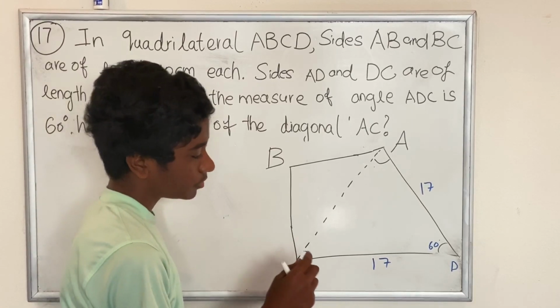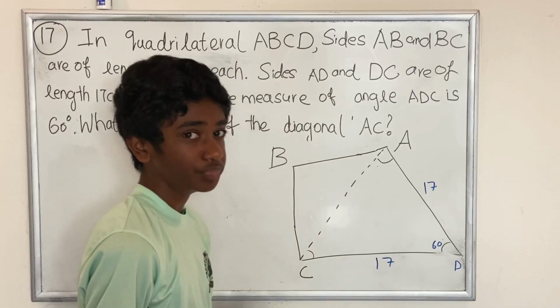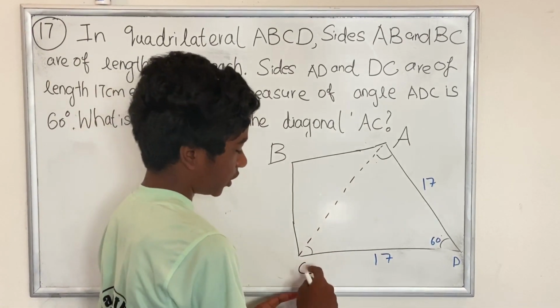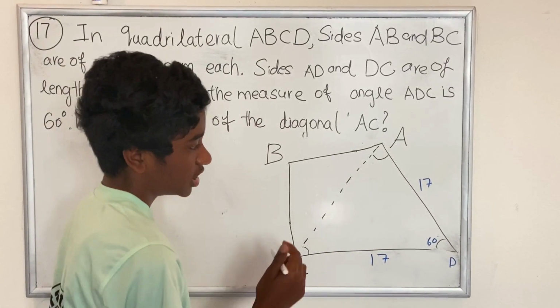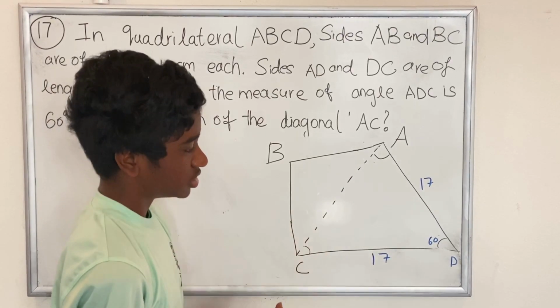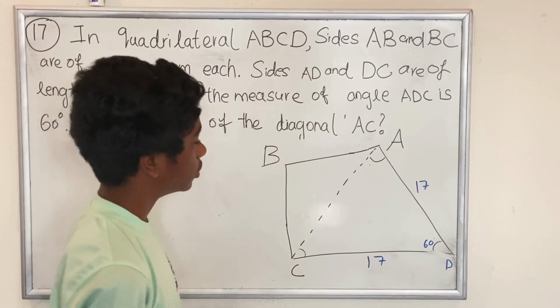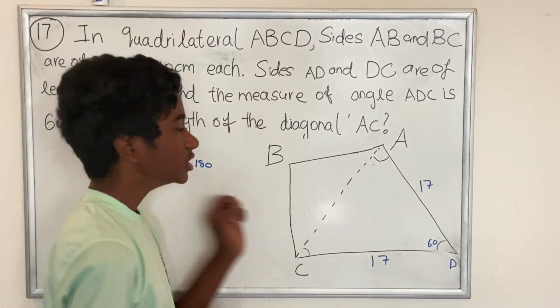Since sides CD and AD are the same, we can say that triangle ACD is isosceles. Since it's isosceles, these two angles have to be the same. And since the sum of all the angles in a triangle is 180, we can subtract 60 from 180 to get 120.